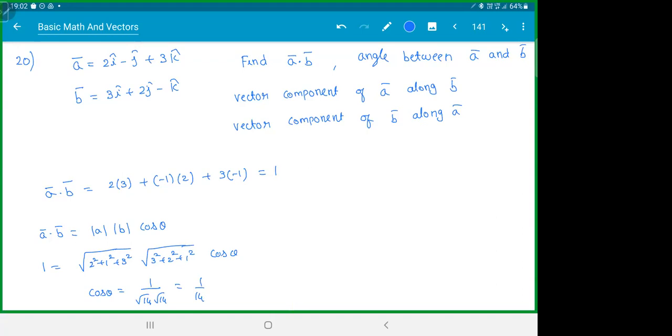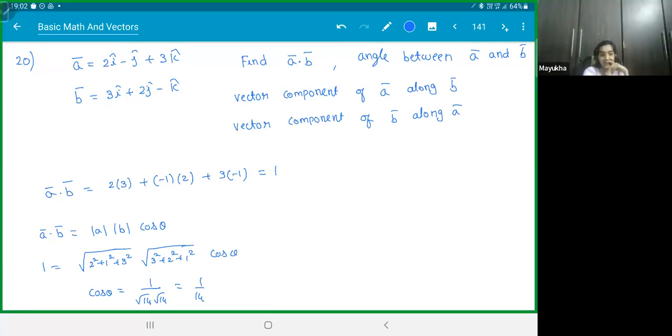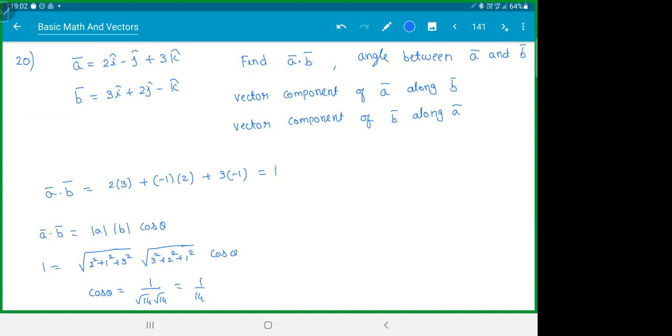I'll do the vector component in the next page. Please check. Angle 2 by 7. Check where you go wrong. Sir, I applied the formula cos theta. Check.